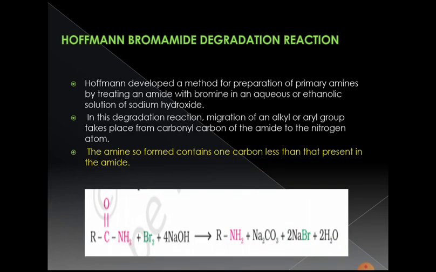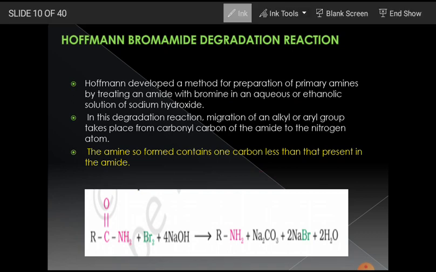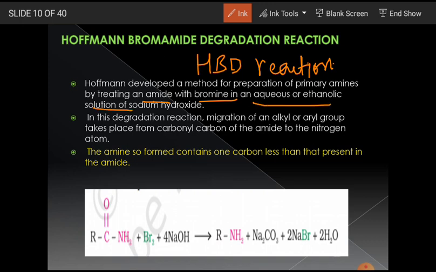So the next reaction is the Hofmann bromamide degradation reaction, which we can abbreviate as the HBD reaction. So what is happening in the HBD reaction? Hofmann developed a method for preparation of primary amines on treating an amide with bromine in aqueous or ethanolic solution of sodium hydroxide. Here you can see Br2 plus NaOH is the main reagent for the bromamide degradation reaction.